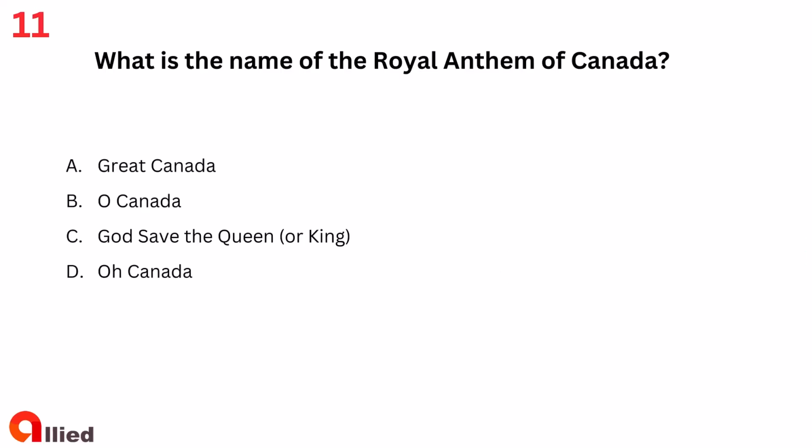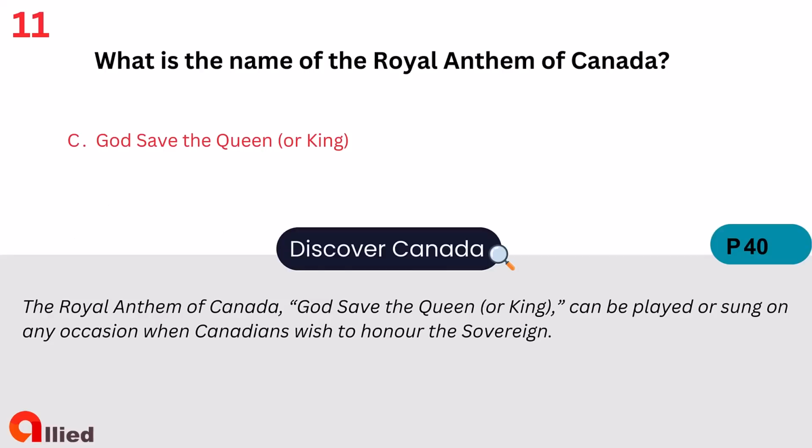Question 11. What is the name of the Royal Anthem of Canada? A. Great Canada. B. O Canada. C. God Save the Queen or King. D. O Canada. The answer is C. God Save the Queen or King.